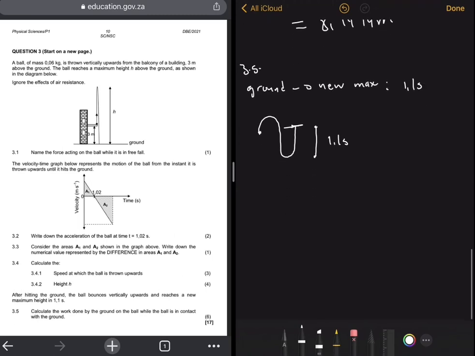And then the question says, I'll calculate the work done by the ground on the ball while the ball is in contact with the ground. Okay, so work net is equal to the change in EK, right? And then the work done by non-conservative forces is change in EK plus change in EP. And then work net is also equal to work one plus work two, and so on.